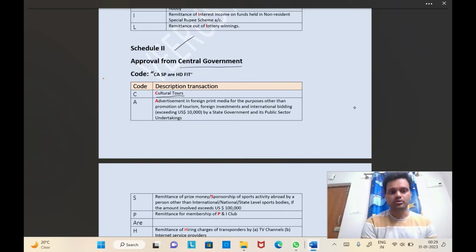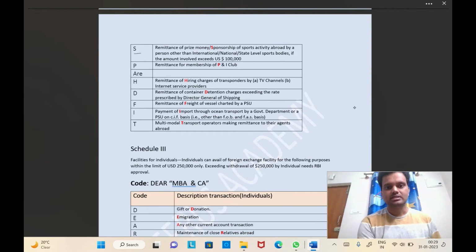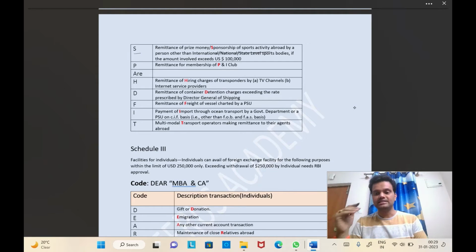If you see the code, first C means cultural tours, and A means advertisement in the foreign print media for purposes other than promotion of tourism, foreign investments, and international bidding, etc. Okay, that is related to A. C for cultural, A for advertisement in the foreign print media. Then S, just a minute. S means sponsorship of sports activity, or remittance of prize money. Wherever this word is there, I highlighted it in red color here. You can see that. S means sponsorship of sports activity.